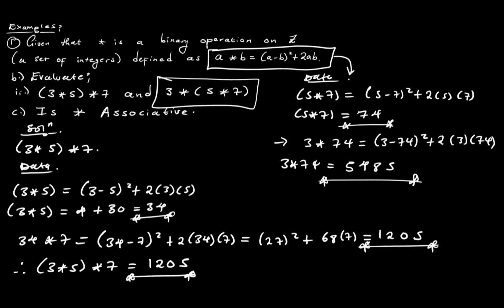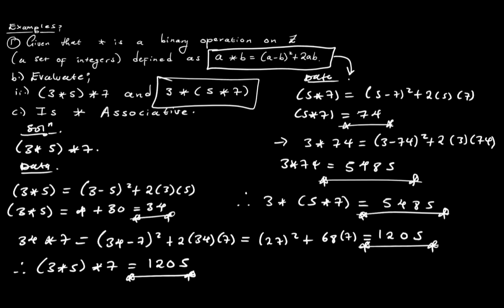That is if we compute this algebraically. This means that the operation that we have in question, 3 star of 5 star of 7, is equal to 5485. And this here is our answer 1, and this here is our answer 2.